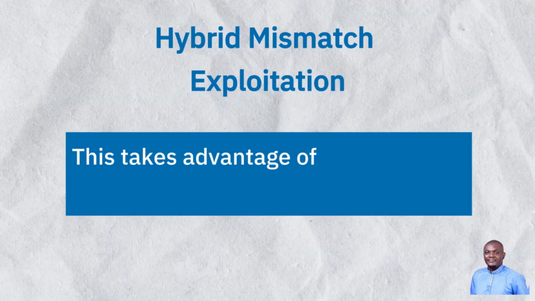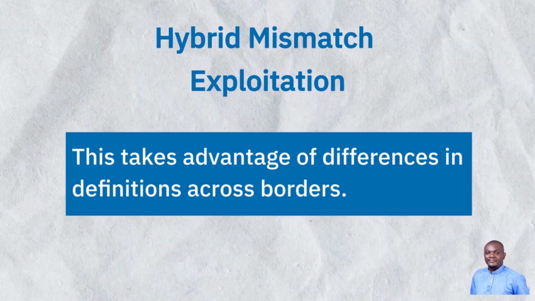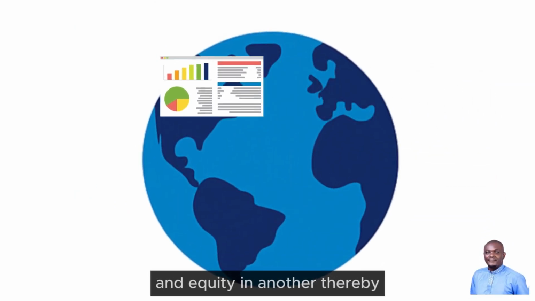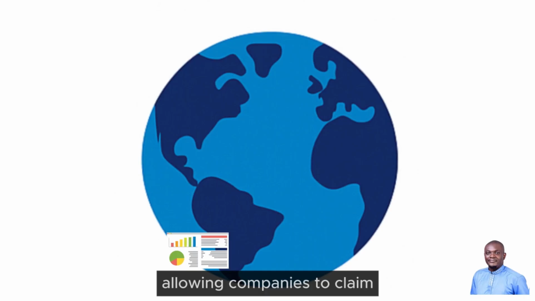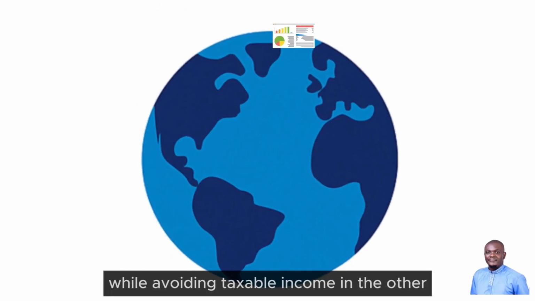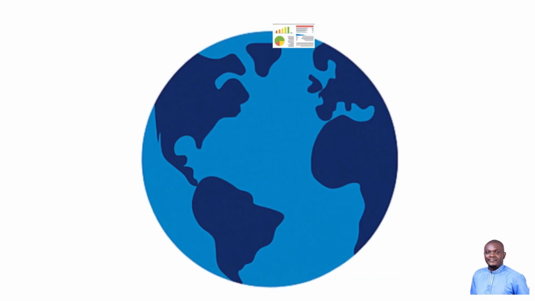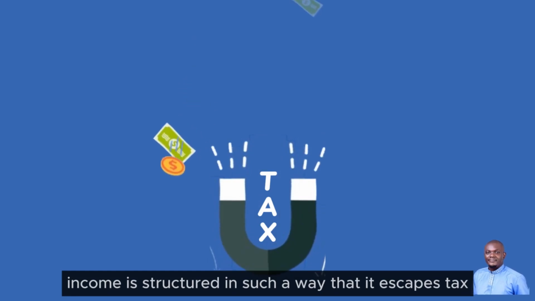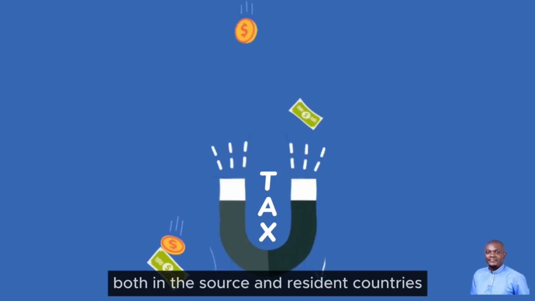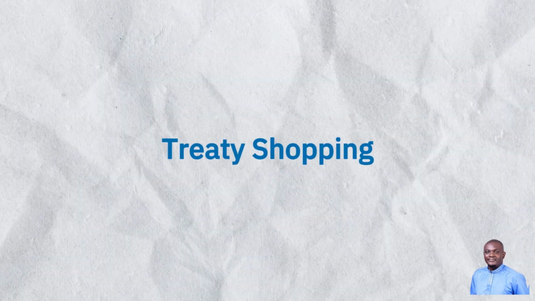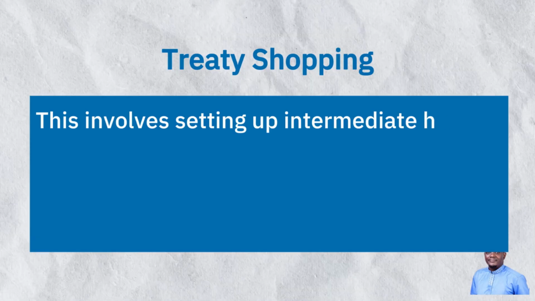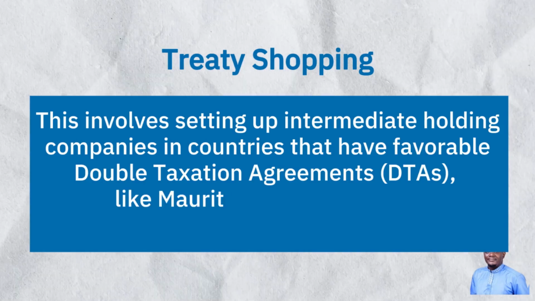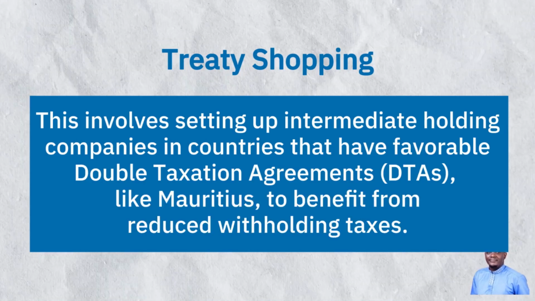This takes advantage of differences in definitions across borders. For example, an instrument might be considered debt in one country and equity in another, thereby allowing companies to claim interest deductions in one place while avoiding taxable income in the other. Double non-taxation loopholes. Here, income is structured in such a way that it escapes tax both in the source and resident countries. Treaty shopping. This involves setting up intermediate holding companies in countries that have favorable double taxation agreements like Mauritius to benefit from reduced withholding taxes.